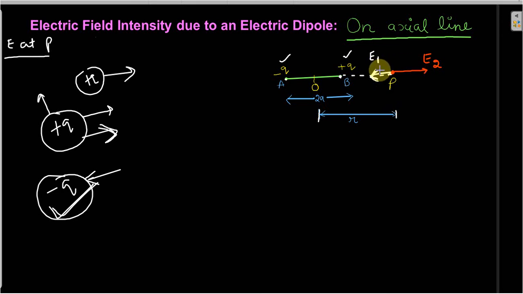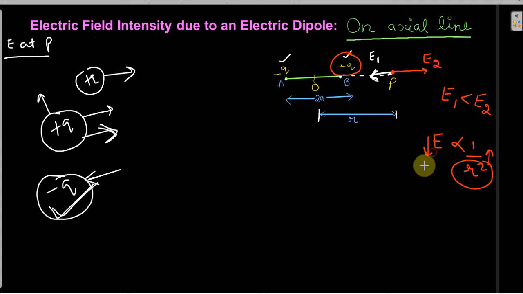Why have I drawn this one as greater? E1 is less than E2, or you can say E2 is greater than E1, because the electric field produced by this positive Q charge is greater. Why is it greater? We know this relation: E is inversely proportional to R square. So as the distance increases, the electric field decreases.